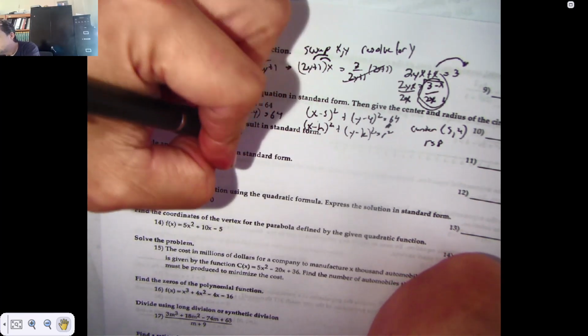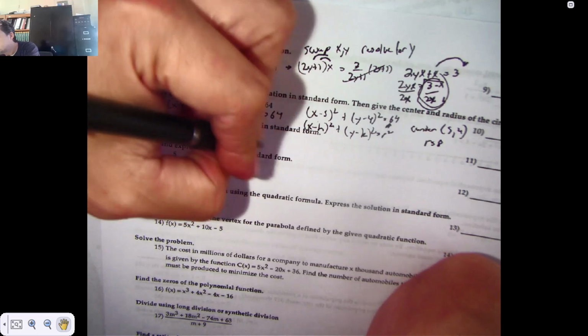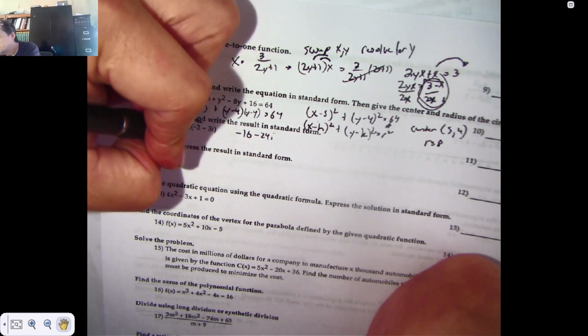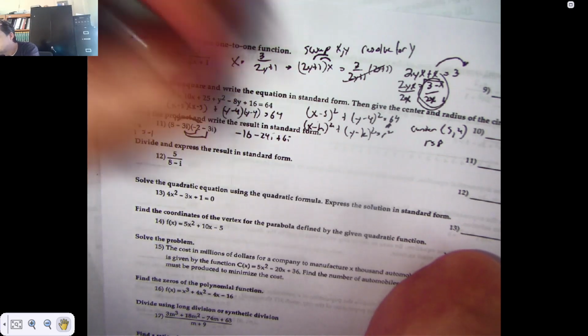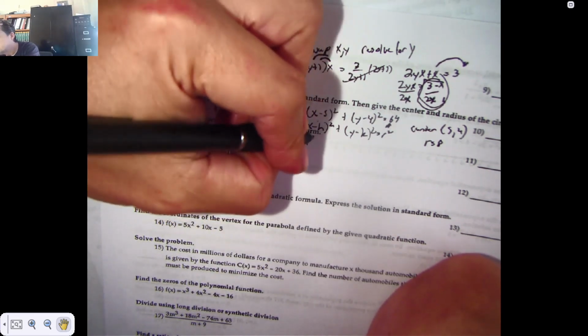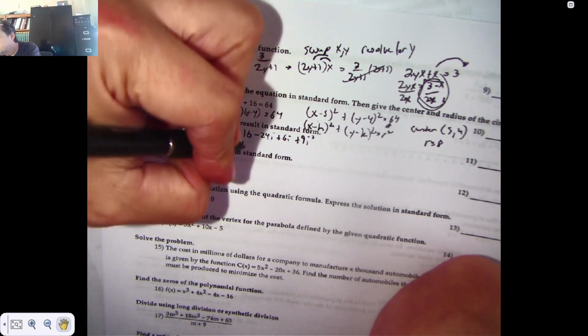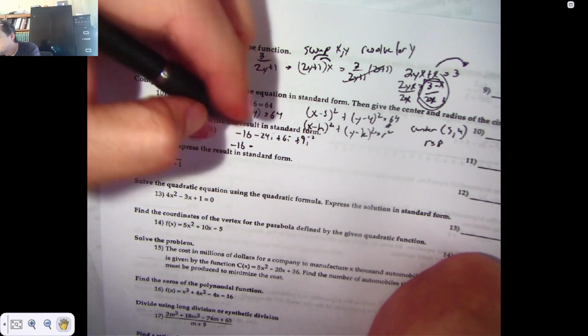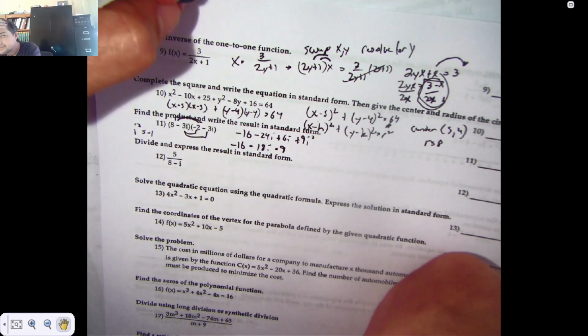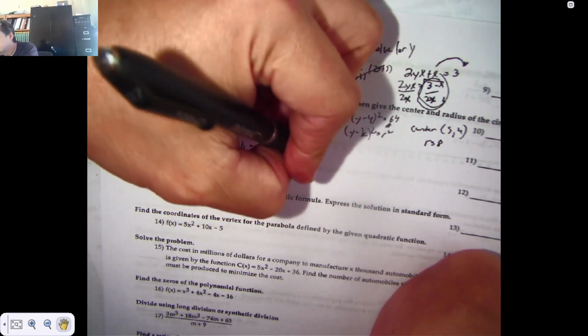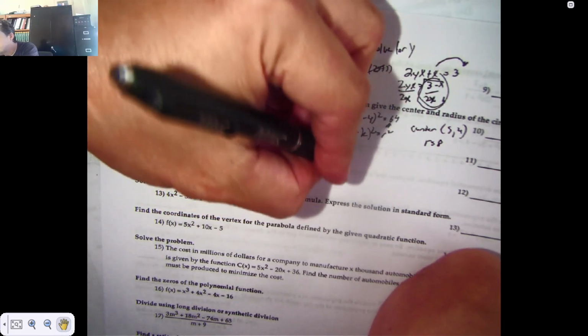8 times -2 is -16. 8 times -3i is -24i. -3i times -2 is plus 6i. -3i times -3i is positive 9i squared. Now that 9i squared, with i squared being -1, is going to be -9 when everything is said and done. This will be -25 minus 18i.